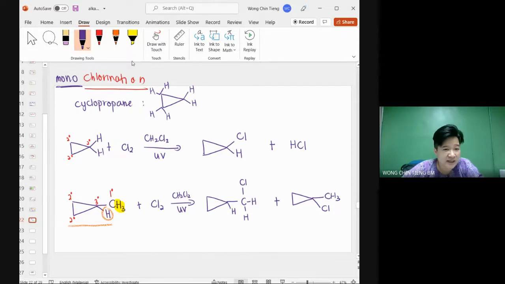Alright. Alkane hanya ada satu reaction. Alkane only have one reaction and alkane will come out in the exam as a 7 or 8 mark question. Dia nak keluar apa lagi kalau dia tak keluar chlorination atau bromination? Dia mesti keluar. Okay? So please get it.